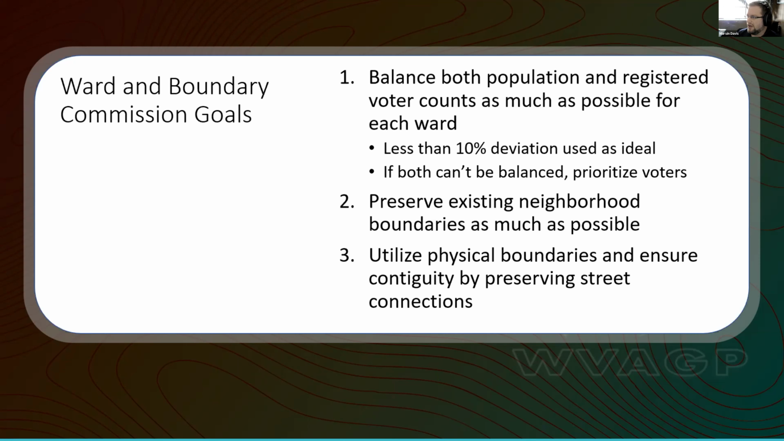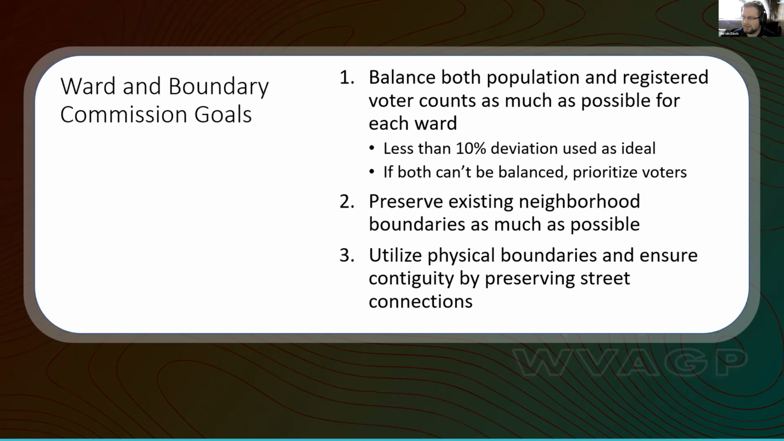But the question was asked, if we can't get both to balance, which do we prioritize? And they prioritized registered voters, because the process to select a councilor requires petition signatures of registered voters. That was the explanation provided by the Ward and Boundary Commission.